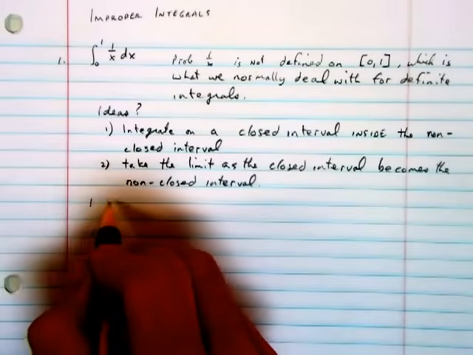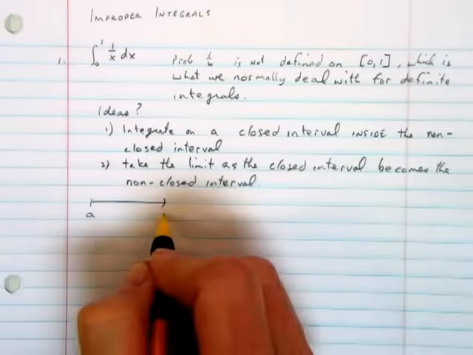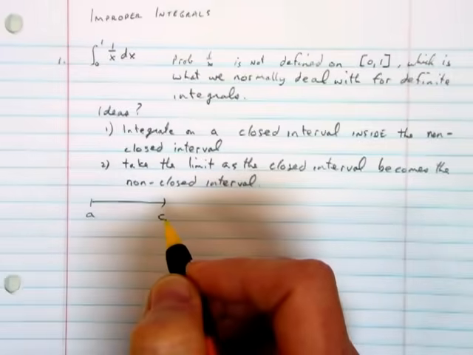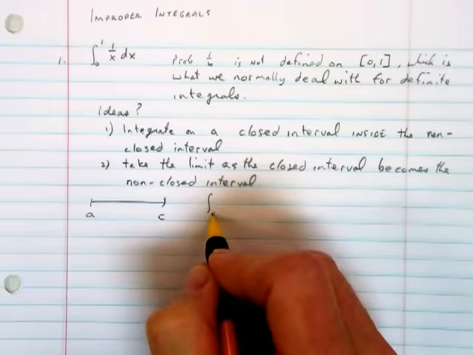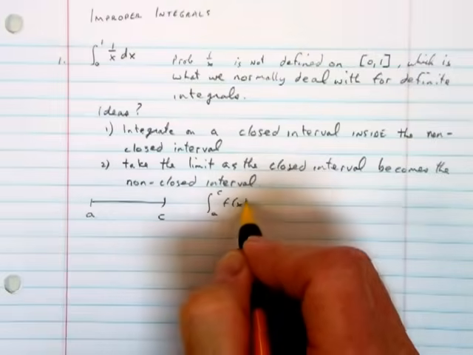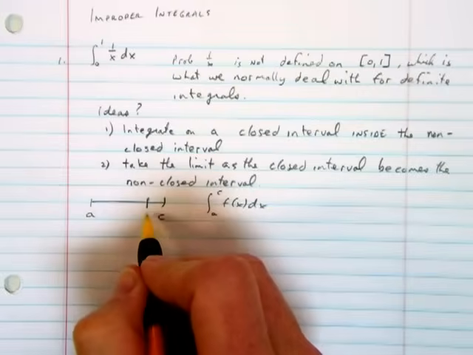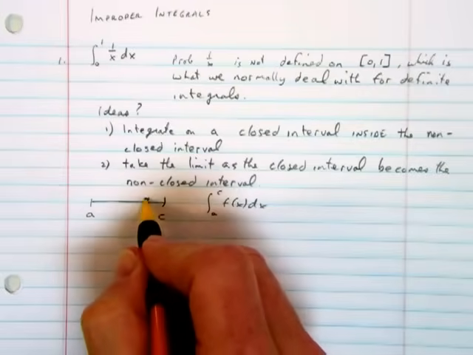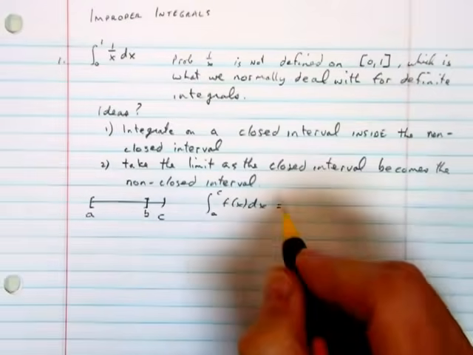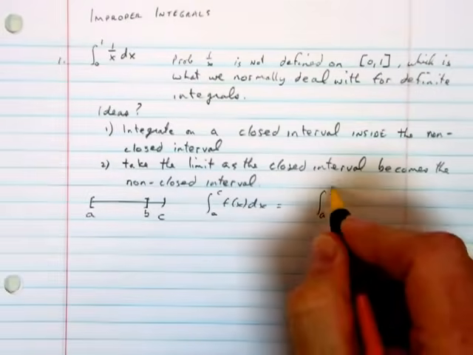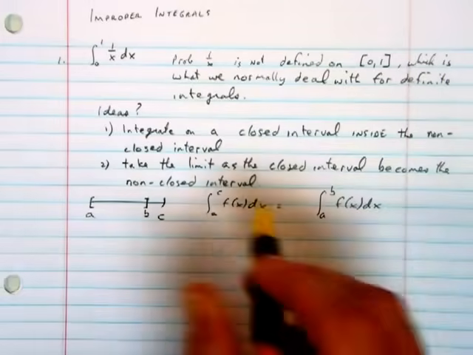So if we take a look at, I'll give a little thing here. It says a to c, for example. And so this function, let's say I'm going to integrate from a to c of f of x dx. What do I want to do? I'm going to stop it before there, and I'll call that b. So now I do have a closed interval from a to b. So I'll start off with the closed interval from a to b of f of x dx.